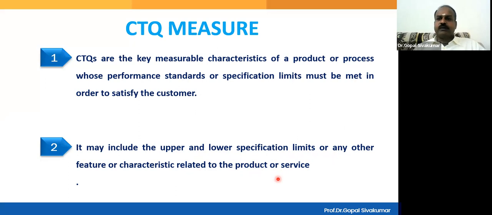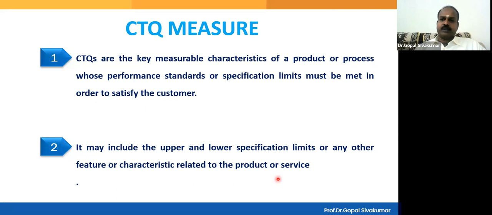What is that Y variable we are trying to optimize? For example, let's say the strength of a material. The strength of the material is not uniform. For certain material the strength is high, and for certain material the strength is low. We want a constant strength in all our products. So strength is the CTQ measure here, and strength needs to be at a customer specified level.